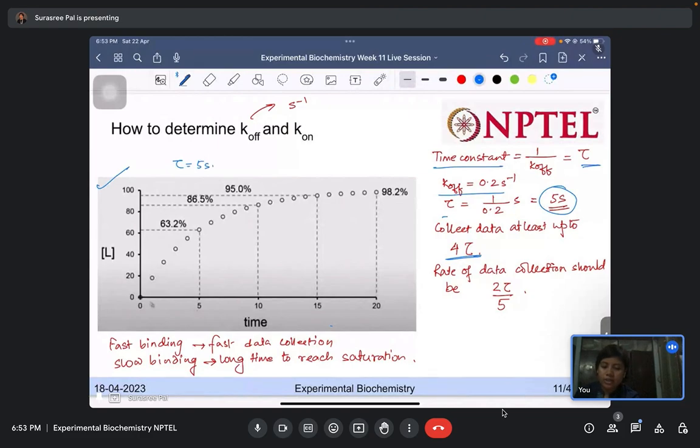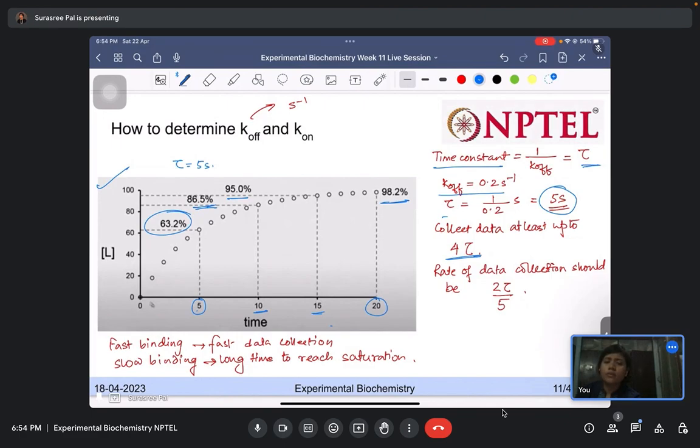So after 5 seconds, we can see that only 63.2% of the reaction is completed, right? Now, when we go to 2 tau, that means 2 into 5, that means 10 seconds, 86.5% of the reaction is completed. When we go to 3 tau values, we see that 95% of the reaction is completed. Whereas when we go up to 4 tau value, we can see that approximately 98% of the reaction is completed. So which is why we should always collect data up to at least 4 tau value.